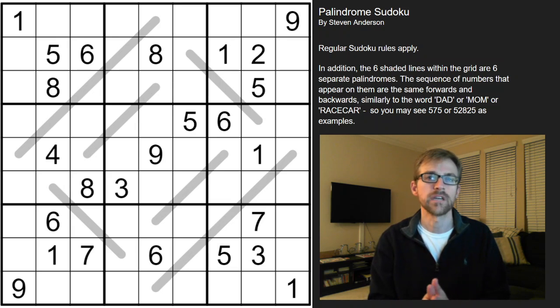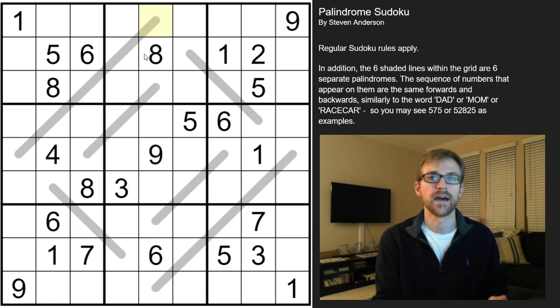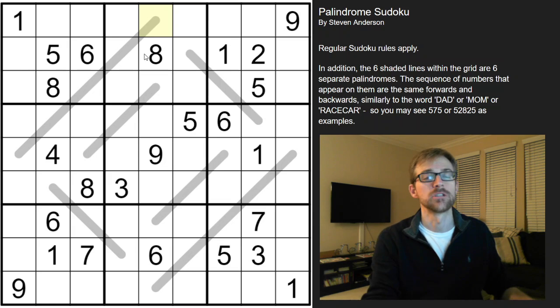The rules state that just like regular Sudoku, every box, row, and column is going to have the digits 1 through 9 without repeating. But there's added restrictions here with these gray lines. These are palindromes, so like the word mom, dad, or race car, it's going to be the same forward or backwards. But in this case, they're digits. So it could be 737 or 73537 and so forth.